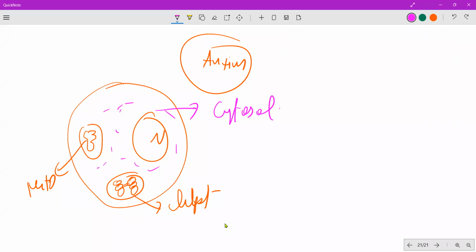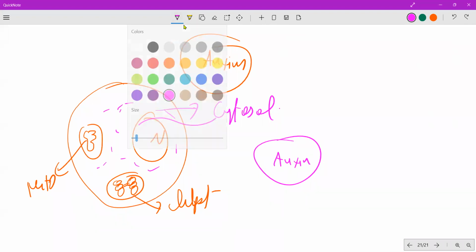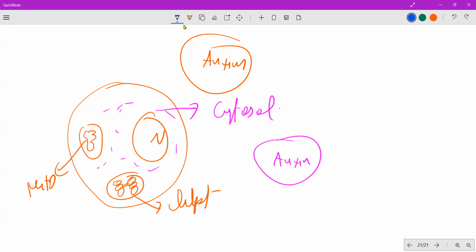Where is auxin? ऑक्सिन कहाँ है? बोलो. प्लांट में ऑक्सिन कहाँ है? भाई सेल के अंदर ही तो होगा कि सेल के बाहर घूम रहा है? Where is auxin inside the cell? Sir, in the chloroplast.